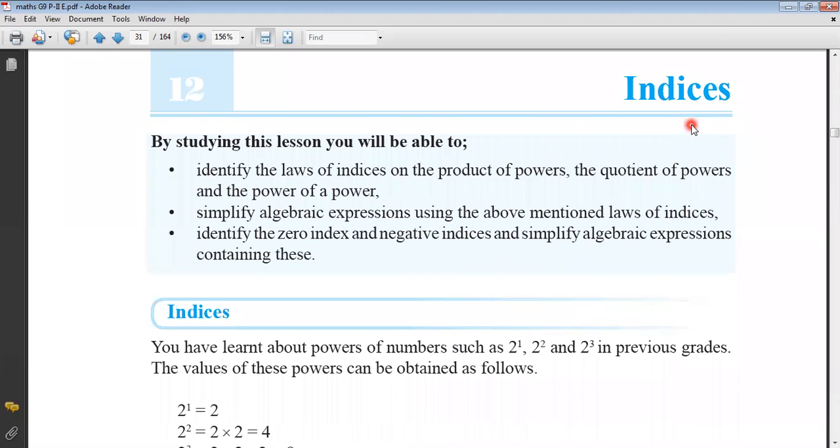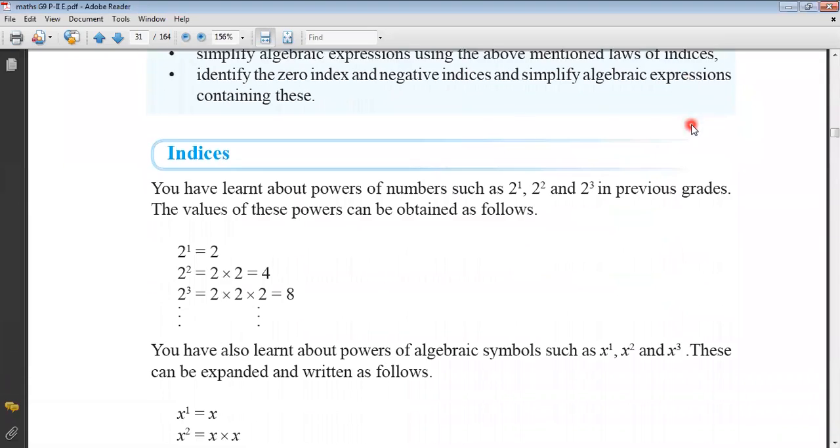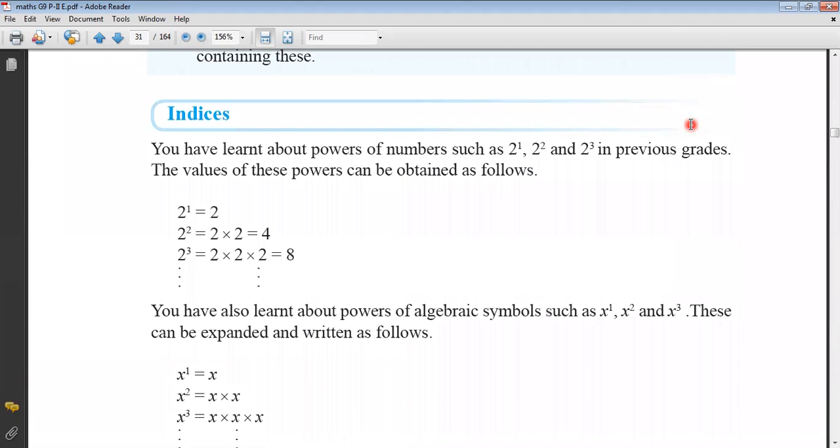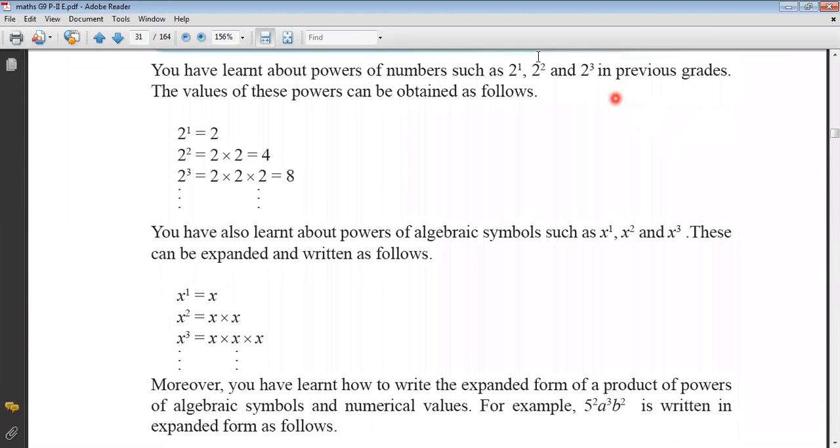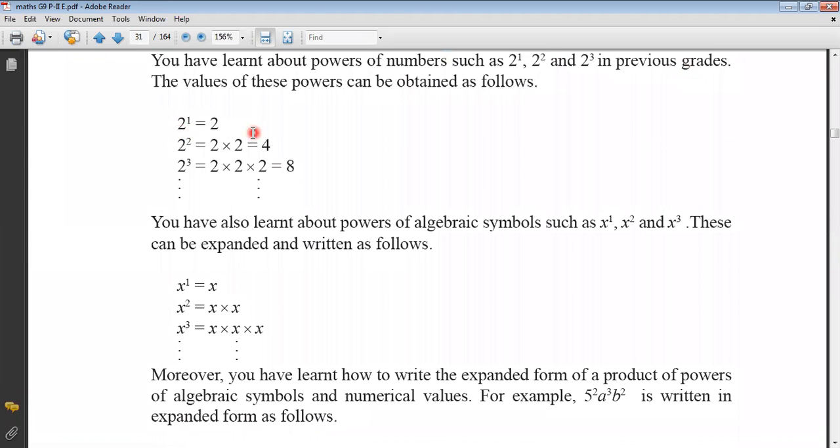Indices. You have learned about powers of numbers, such as the first power of 2, the second power of 2, and the third power of 2 in previous grades. The value of these powers can be obtained as follows. The first power of 2 is 2. The second power of 2 is 2 times 2, which is 4. The third power of 2 means you write 2 three times, so 2 times 2 is 4, and 4 times 2 is 8.